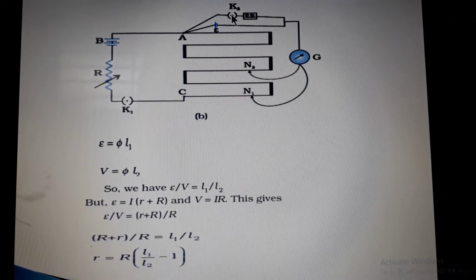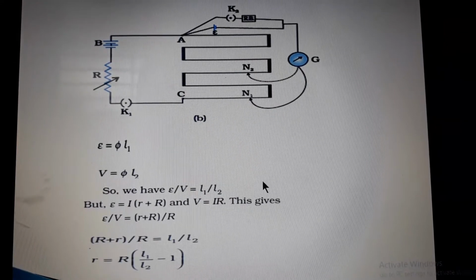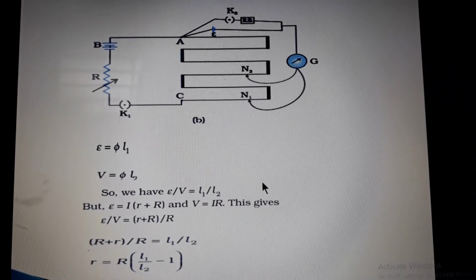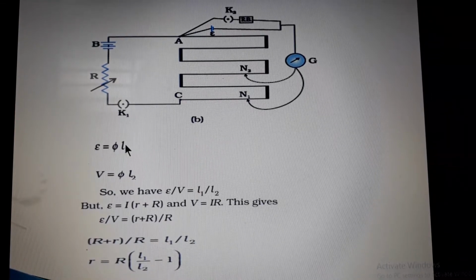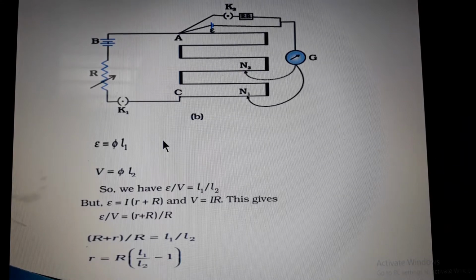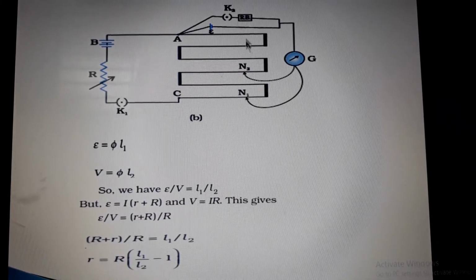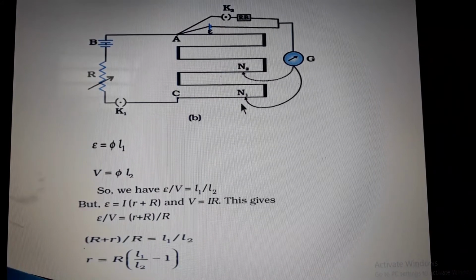When K2 is open, at that time find the EMF, and if K2 is closed, at that time find the terminal voltage. So these are two equations. When K2 is open, E is equal to phi L1. Here, when it is open, you get the balance condition at point N1.